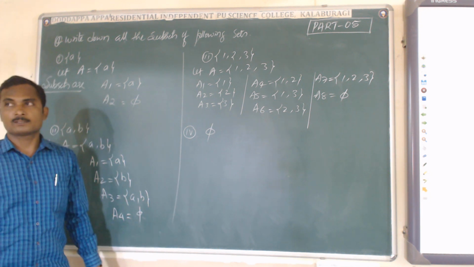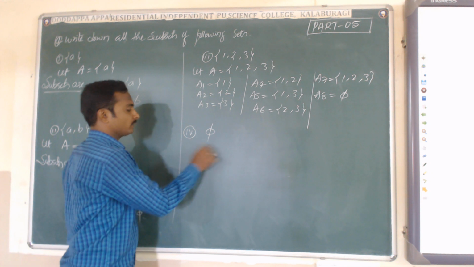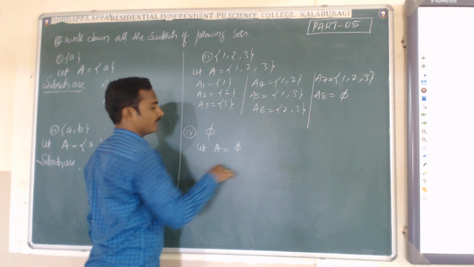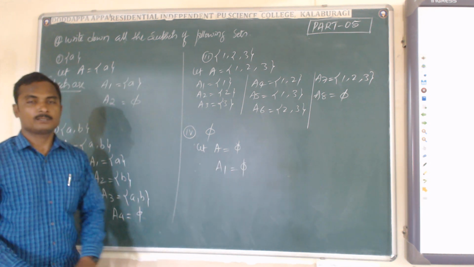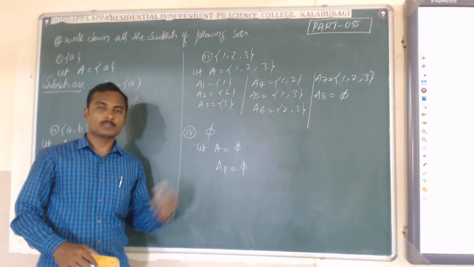As we know that phi contains no elements, we have to write it like this. Let A equals phi, therefore the subset A1 is phi itself. Okay, note this.